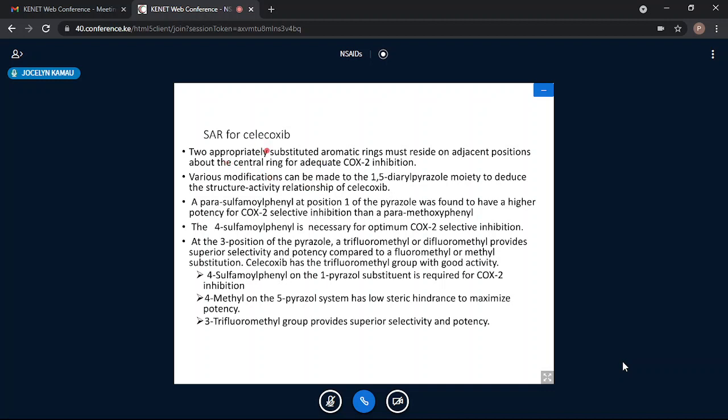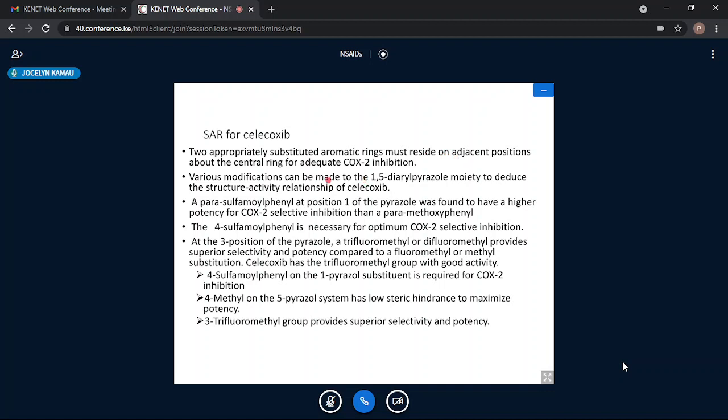So if you look at celecoxib, for instance, we are talking about those two aromatic rings. So we are saying two appropriately substituted. Why we are saying appropriately substituted is mainly because of that rigid structure, the sulfamoyl group. It must be appropriately substituted. By appropriate, it must also mean it must be in the right position. It must be in the para position, not in any other position. It must be the right group. So that is what we mean by appropriately substituted.